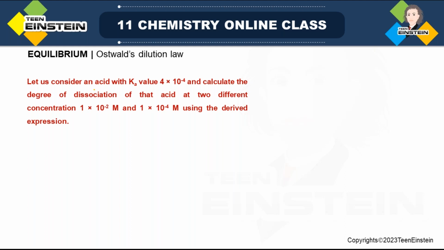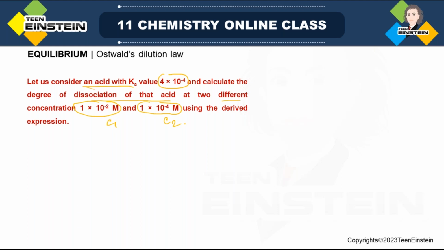In this problem, an acid is given where the Ka value is 4 × 10^-4. You have to calculate the degree of dissociation of this acid at two different concentrations. One concentration is 10^-2. The other one is not slightly less, it is 100 times less, 10^-4. Suppose this is C1, this is C2. The K value is obviously the same because it is the same acid, same acid, two different concentrations.